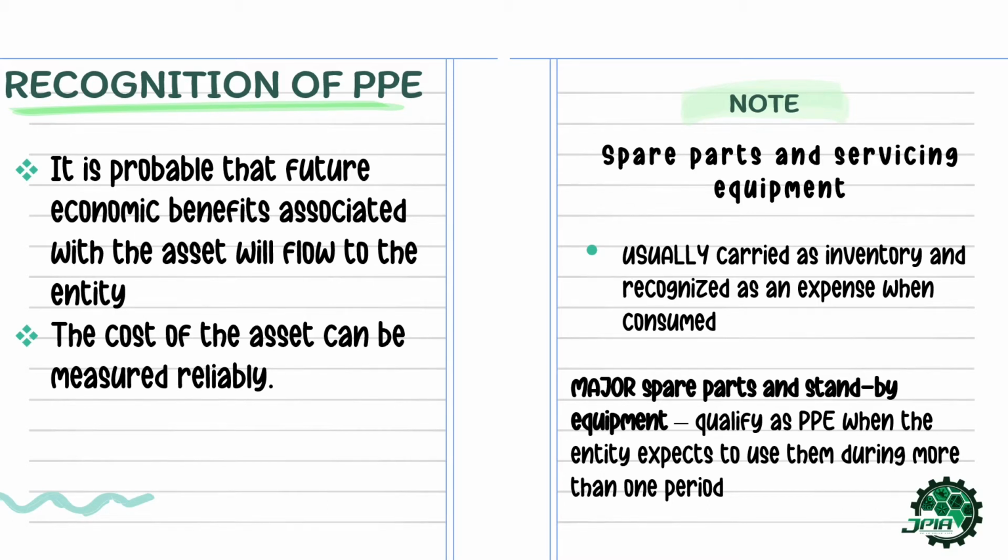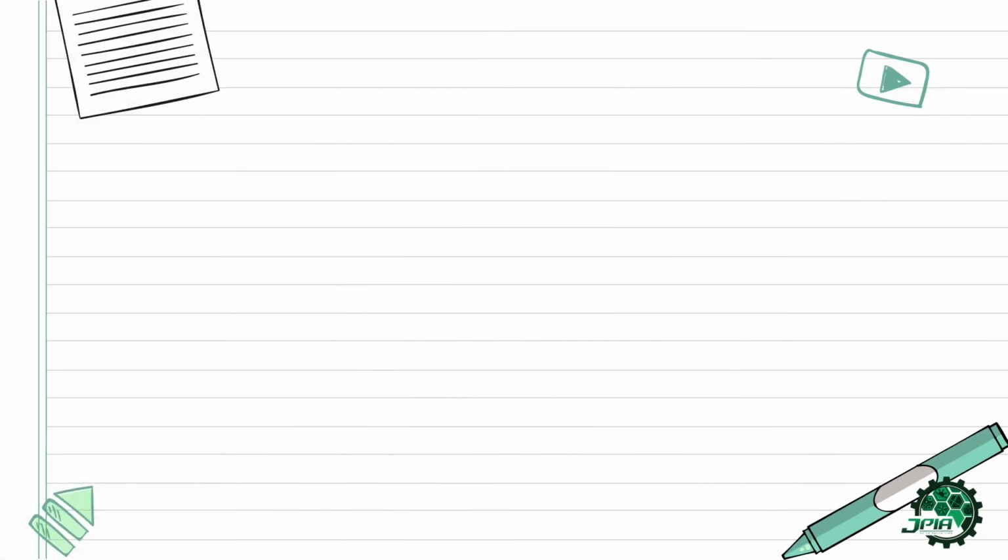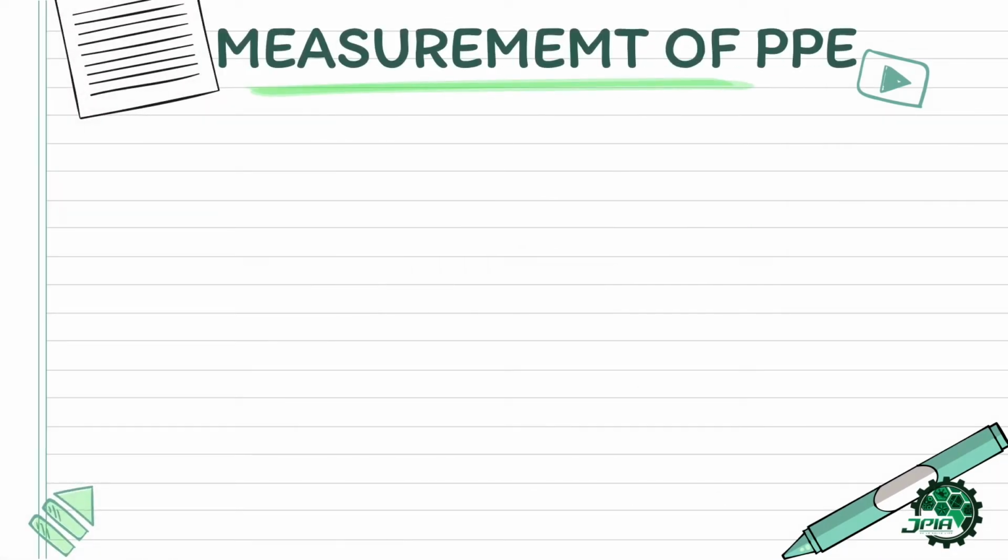Why? By the description of PPE, it is expected to be used for more than a year. So standby equipment and major spare parts, major, can be used for more than 1 year. Therefore, they can be qualified as PPE. Now, we know what to recognize as PPE. Next, how should we measure these PPEs?